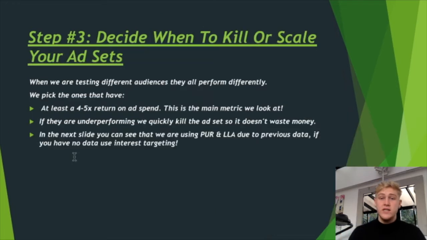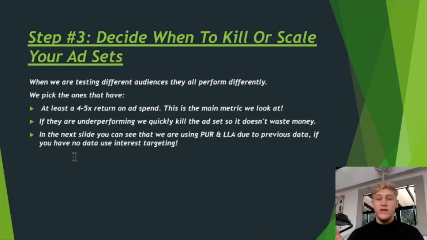Step number 3, deciding when to kill or scale your ad sets. So when we are testing different audiences, they all perform differently. We always pick the ones that have 4 to 5x return on ad spend. And return on ad spend is the main metric we look at, because what's the point of looking at anything else? All we want to see is return on ad spend. We want to see 1,000 going in and 5,000 coming out. We want to see 100 going in and 500 coming out.